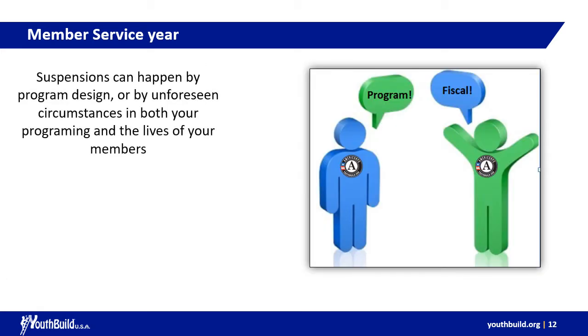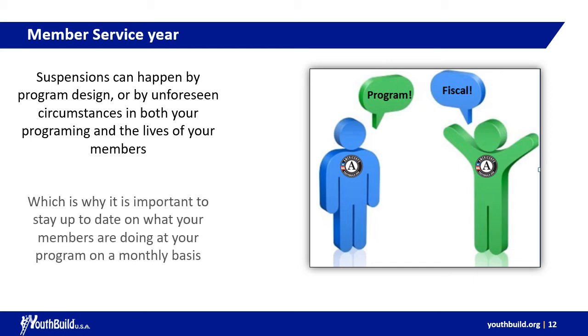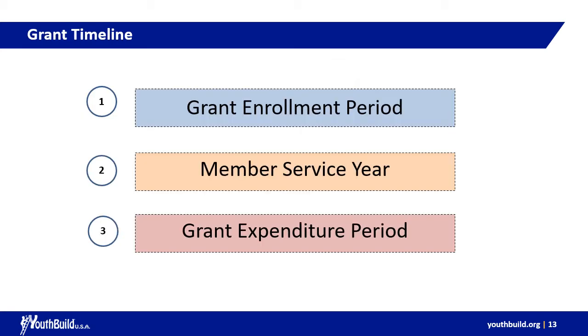Suspensions can happen by programmatic design or by unforeseen circumstances in both your programming and the lives of your members, which is why it is important to stay up to date on what your members are doing at your program on a monthly basis. Finally, let's tie it all together by going over the grant expenditure period.